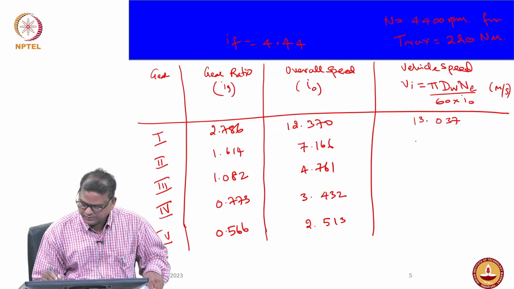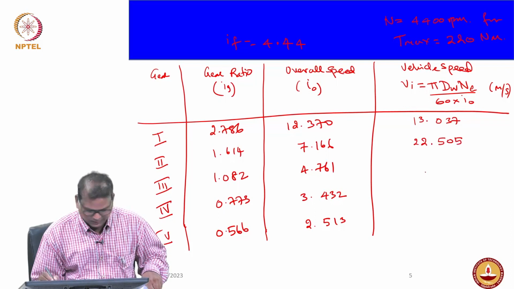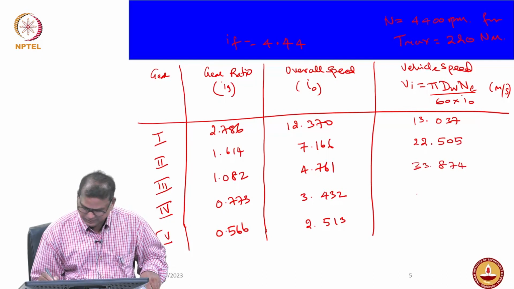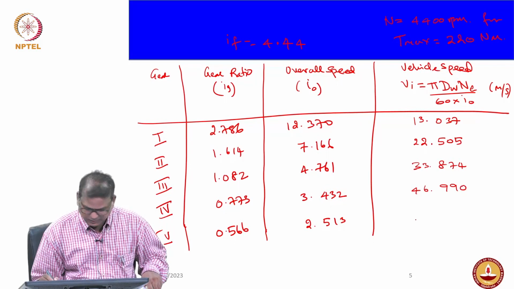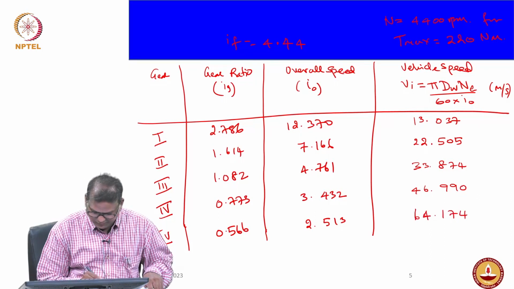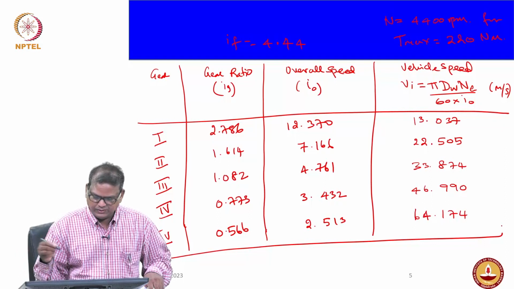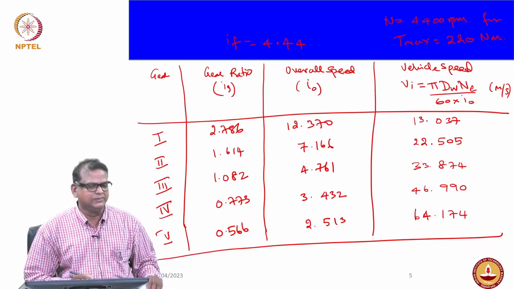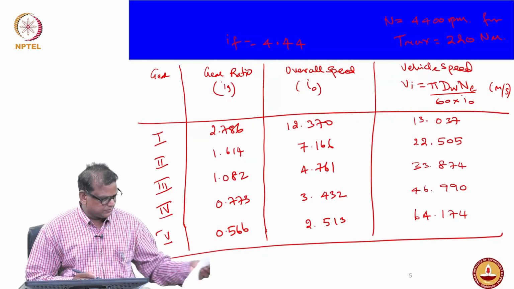So, this is 13.037, 22.505, 33.874, 46.99 and 64.174. So, now we got this velocity table for the clutch aspect. Okay. So, that is fine.